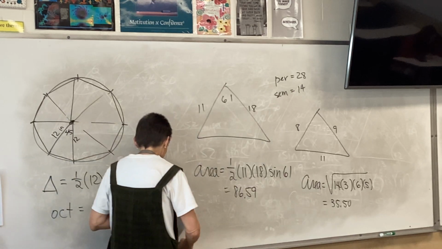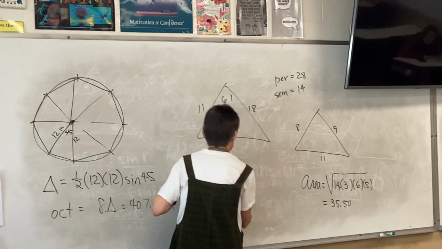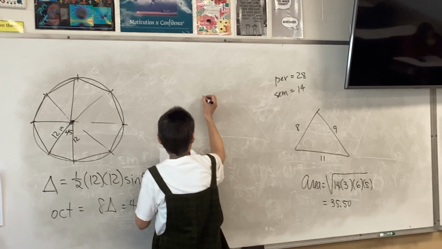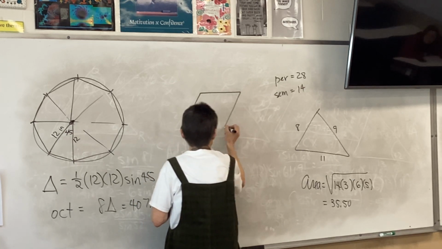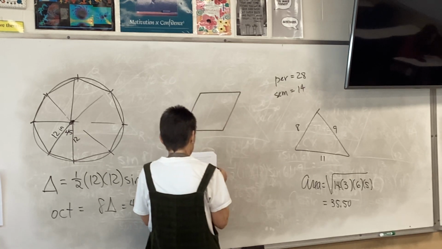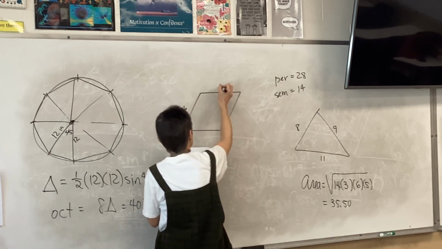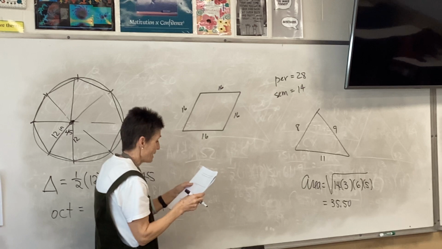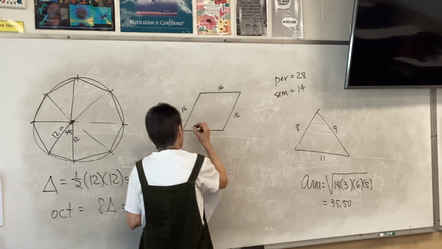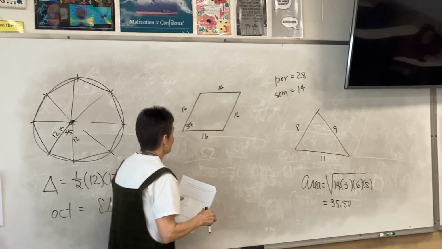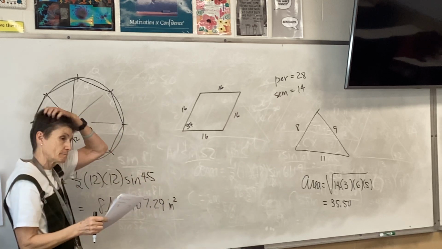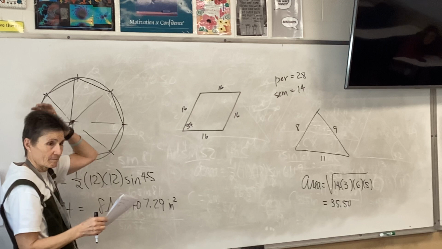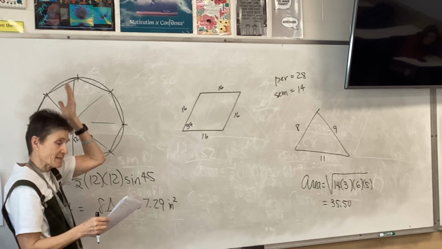Number 2, find the length of the shorter diagonal of a rhombus whose sides are 16. So rhombus means all sides congruent. And the smaller angle is 34. So take a look at my picture. Does that make sense?